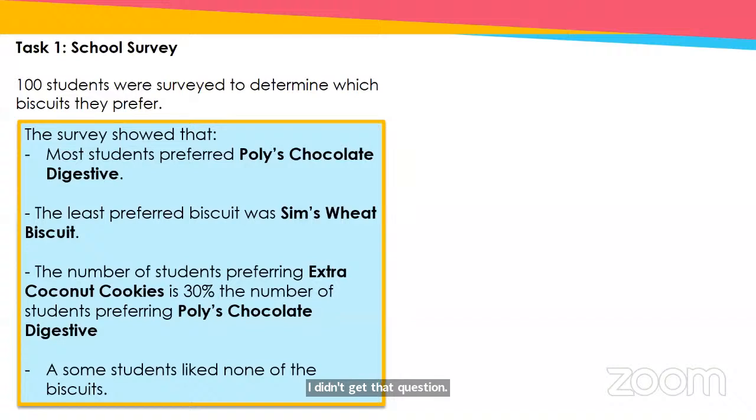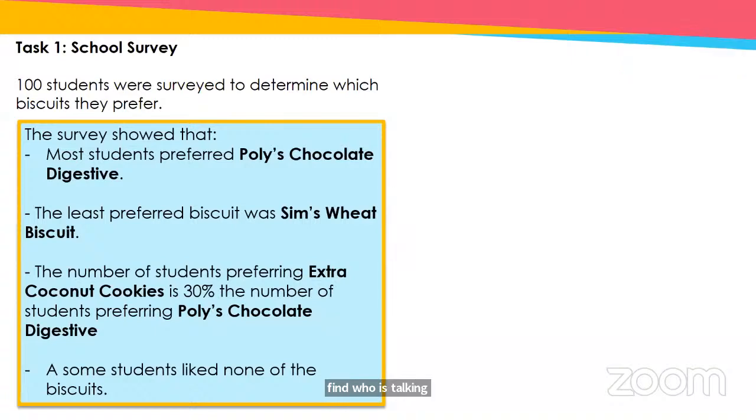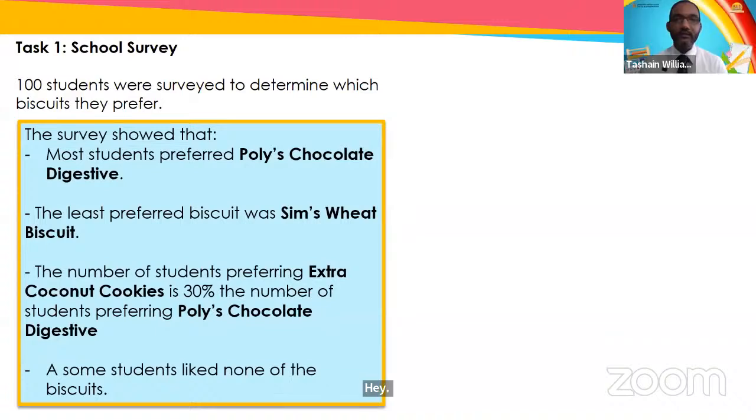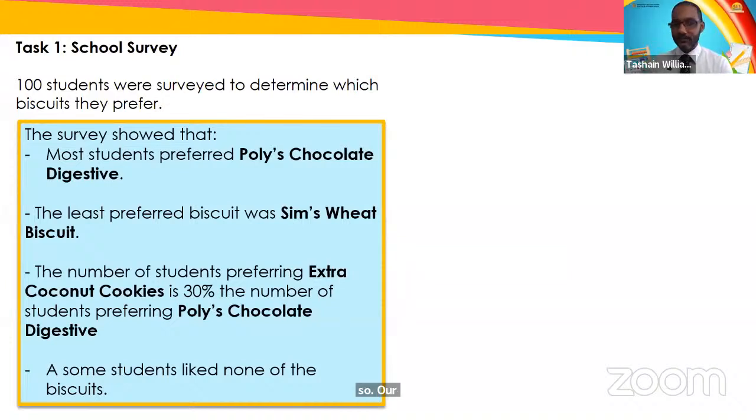Excuse me, sir. Yes, I'm trying to find who is talking, Mr. Williams. Persons keep just talking or butting in. Right, boys and girls, remember to keep your microphone muted. If you want to speak, you have to raise your hand. Use the raise hand feature, or type the question in the chat.